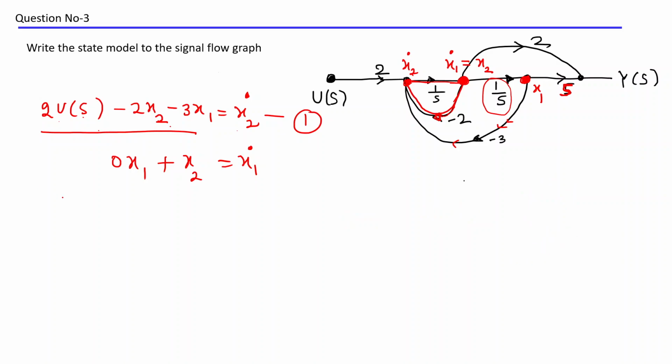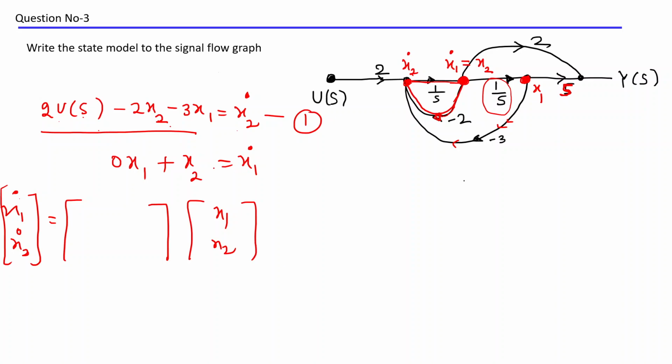Now from these two equations we can write the A matrix. So here is x1 star and x2 star. This can be represented equal to x1 x2. How can I represent A matrix? Now see, 0 x1, so this will be 0, and 1 x2, this will be 1, and x2 star minus, since the coefficient is minus 3, and this will be minus 2. So now A matrix is over, right?